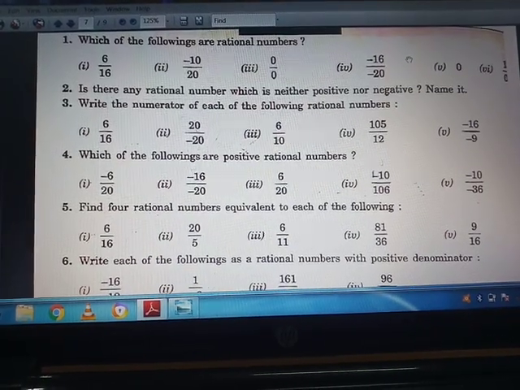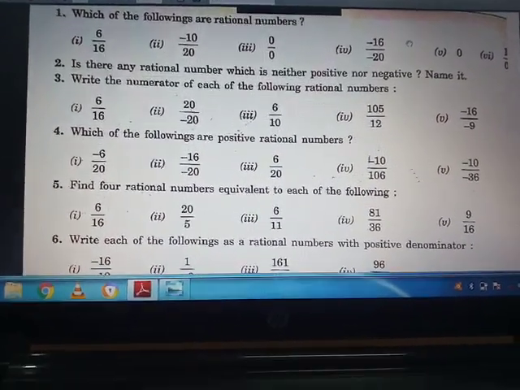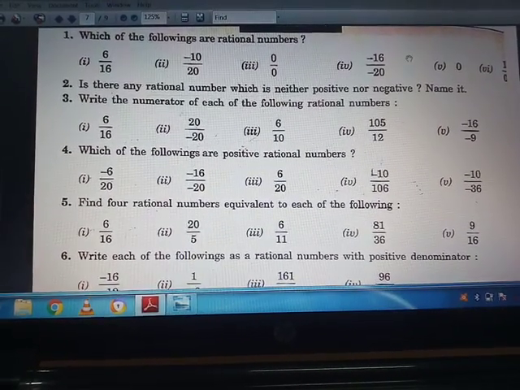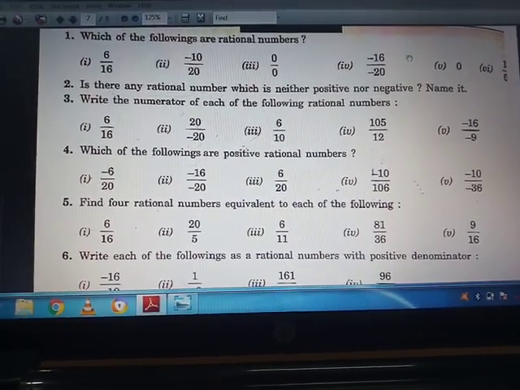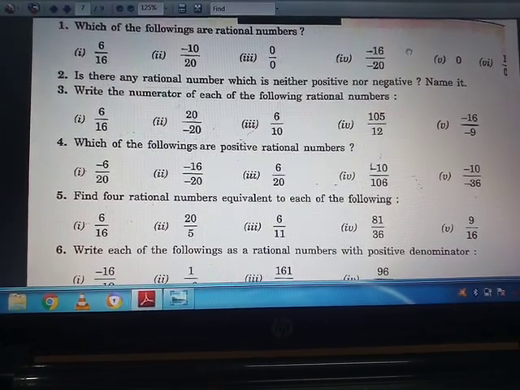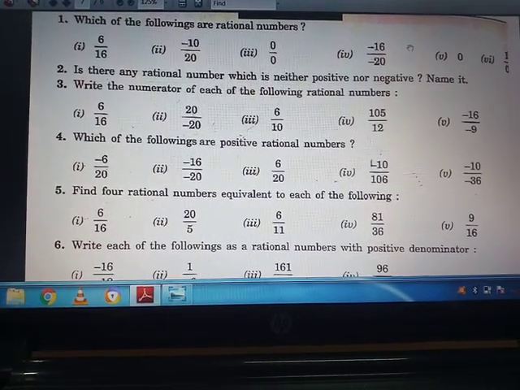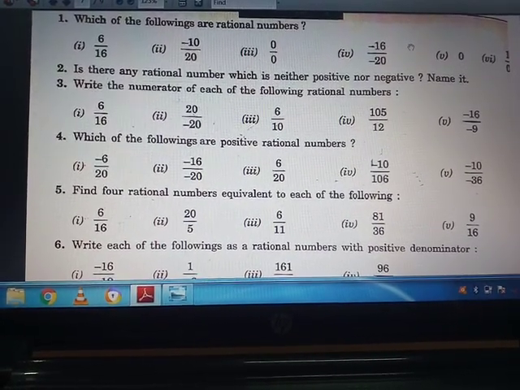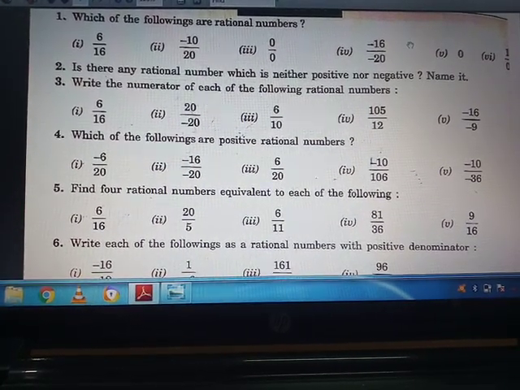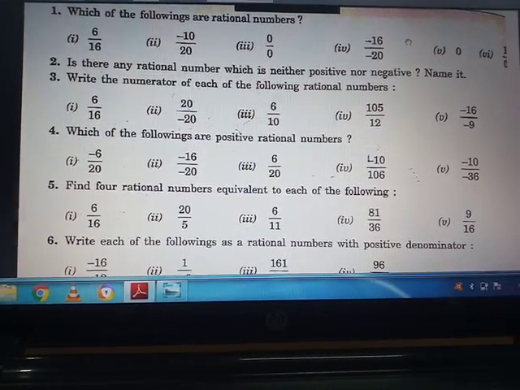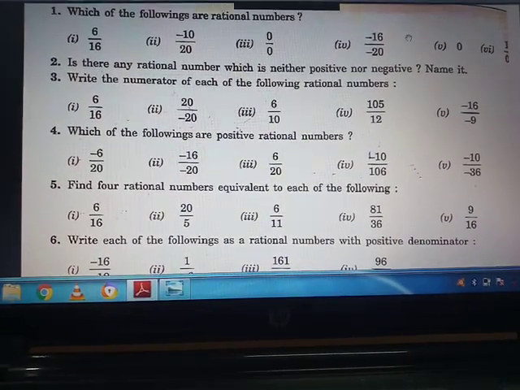Now question number 4, which of the following are positive rational numbers? So rational numbers whose signs are equal, that means numerator and denominator have equal sign, they are positive rational numbers. You can see the first part, that is minus 6 by 20. The numerator is negative whereas denominator is positive, so it is not positive. You can move to the second part, minus 16 by minus 20. Numerator and denominator both have the same sign, that means it is positive. Third one is 6 by 20, same sign or no sign, that means positive.